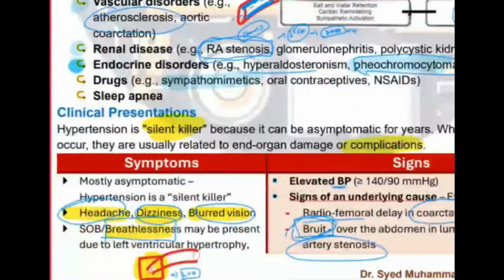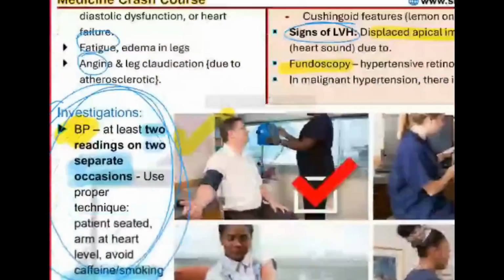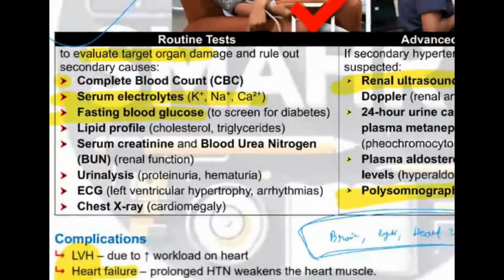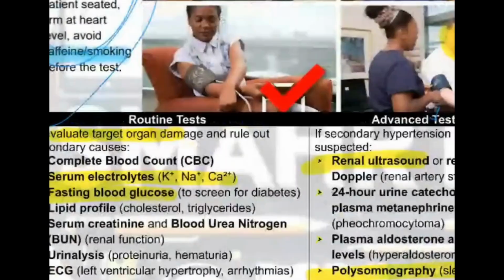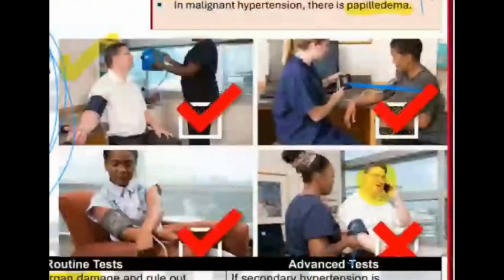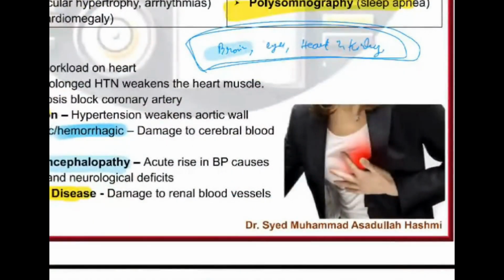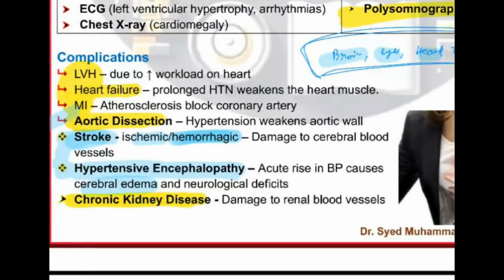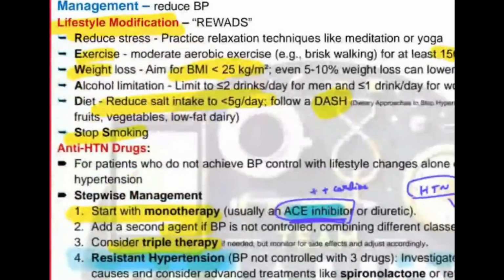So the clinical presentations we talked about. Investigations: routine investigations only, we will do to rule out end organ damage. What are the end organs that are damaged? The 5 end organs. What are they? Brain, eyes, heart, kidneys, and blood vessels. In blood vessels, the aorta was there. Dissection of the aorta can occur. Okay, how will you manage?